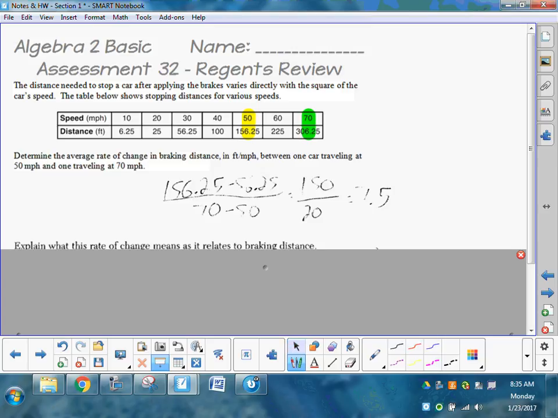Yeah, now if we did this one, this numerator's not right. This should be 306.25 minus 156.25. But the answer should come out to be 7.5. What would the units on that be, by the way?